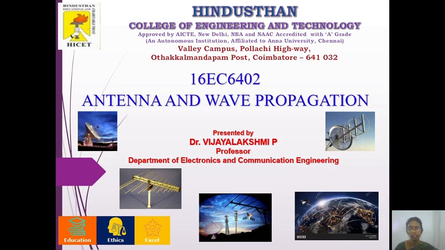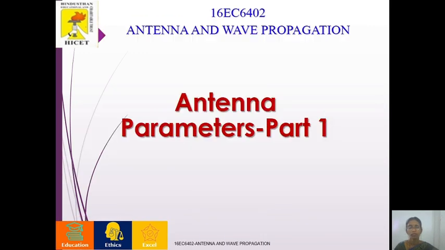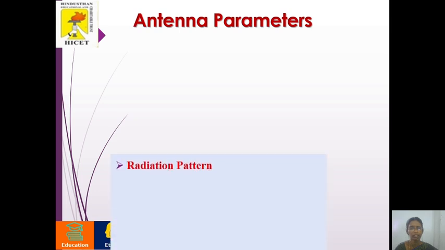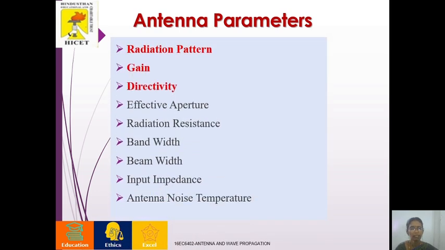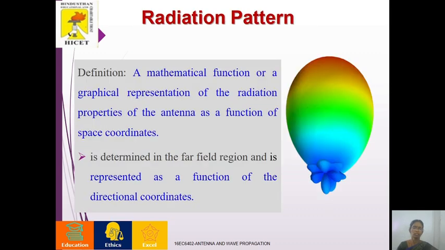Dear students, in this class, the basic antenna parameters will be discussed. Antenna parameters can be broadly classified as radiation pattern, gain, directivity, effective aperture, radiation resistance, bandwidth, beam width, input impedance, antenna noise, temperature. Radiation pattern.